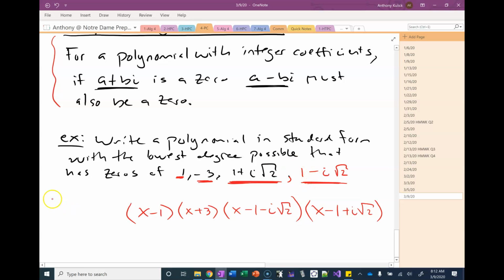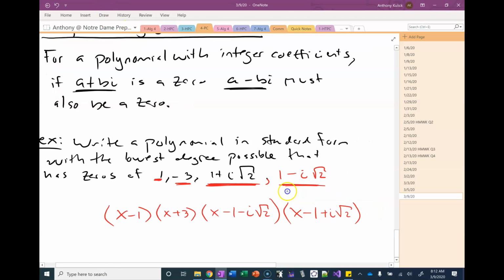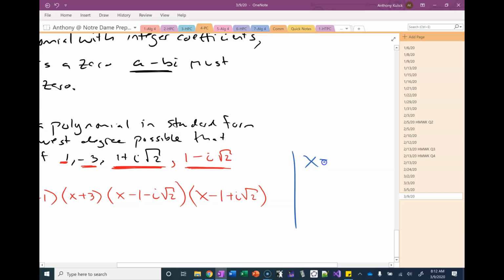Because remember, we're setting these equal to 0. So if I have this, I'd subtract the 1 over, and then I would add the I square root 2 over, right? So if you have to write it out to make sure you get all the signs right, do it. It's not a big deal. It just takes a second. If you don't need to, you don't have to. But if it helps you, at least till you get the hang of it, just do it.